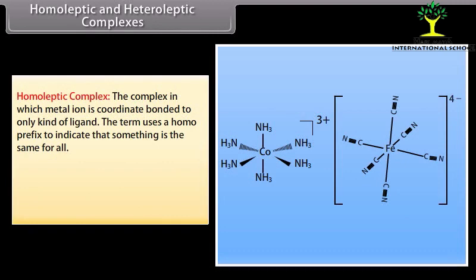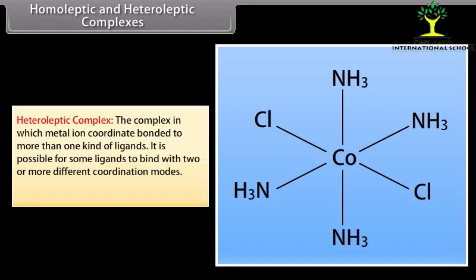Homoleptic and heteroleptic complexes. Homoleptic complex: the complex in which the metal ion is coordinate bonded to only one kind of ligand. The term uses a homo prefix to indicate that something is the same for all. For example, [Co(NH3)6]3+ and [Fe(CN)6]4-. Heteroleptic complex: the complex in which the metal ion is coordinate bonded to more than one kind of ligands. It is possible for some ligands to bind with two or more different coordination modes. For example, [CoCl2(NH3)4]+.